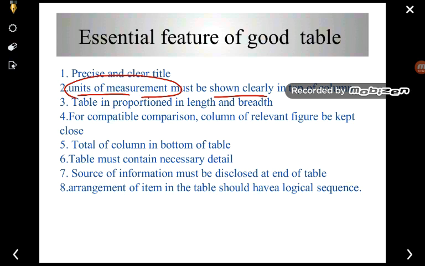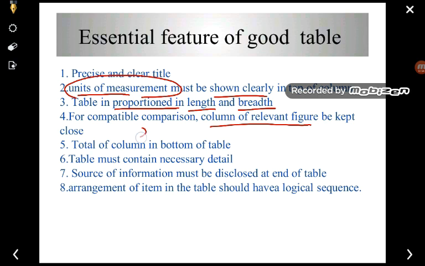Means if they are measured in mass like kg, liters, etc., it should be shown clearly at the top of the column. The table should be proportionate, that is, length and breadth both of them should be in proportion. For compatible comparison, columns of relevant figures should be kept close.